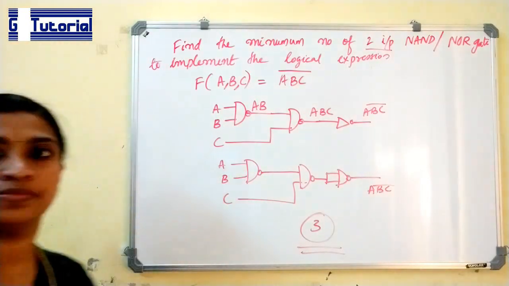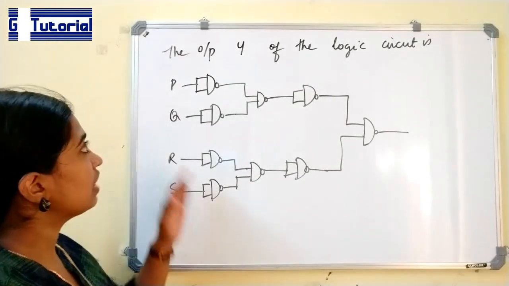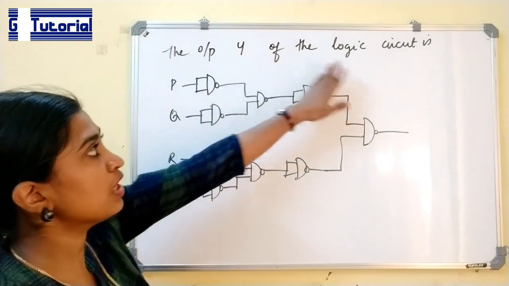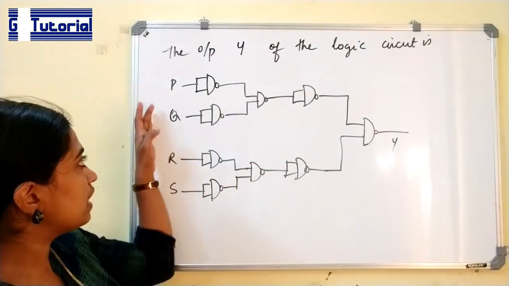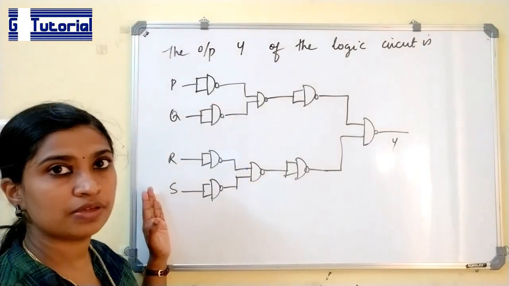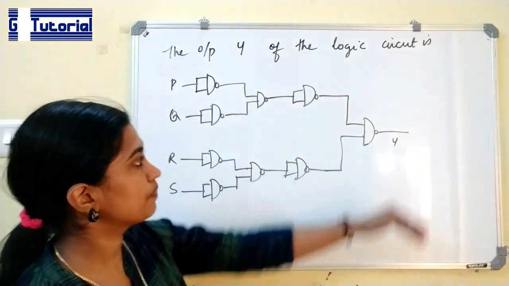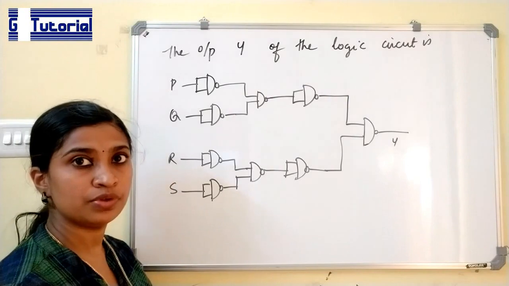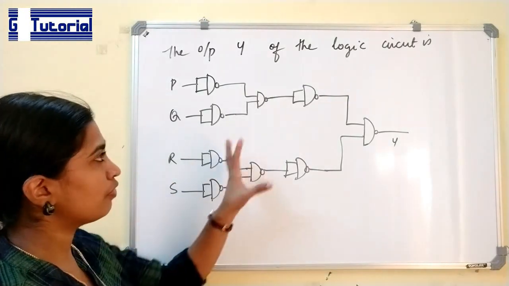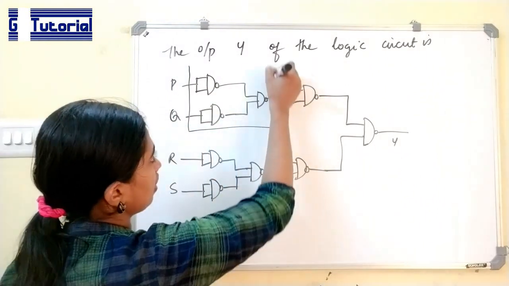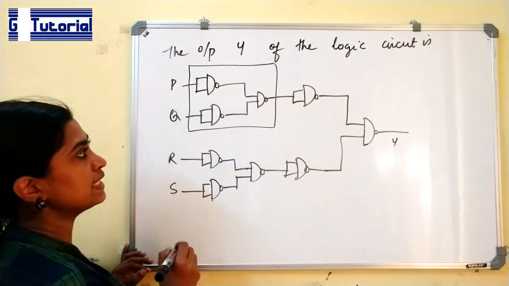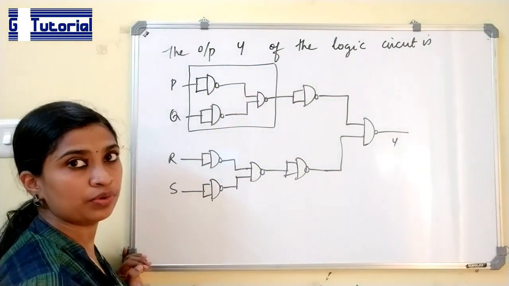Next question. We are asked to find the output Y of the logic circuit. This is the logic circuit. P, Q, R and S are the inputs. What we have to do? Let us find the equivalent for each of these. If you consider this much portion, we can see that it is the equivalent of an OR gate.